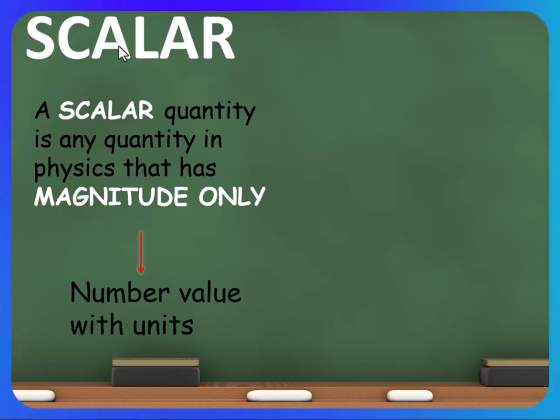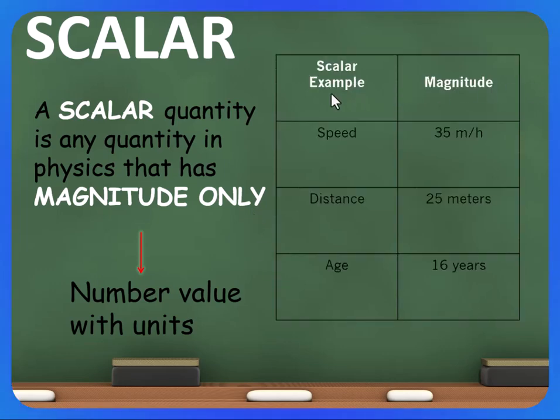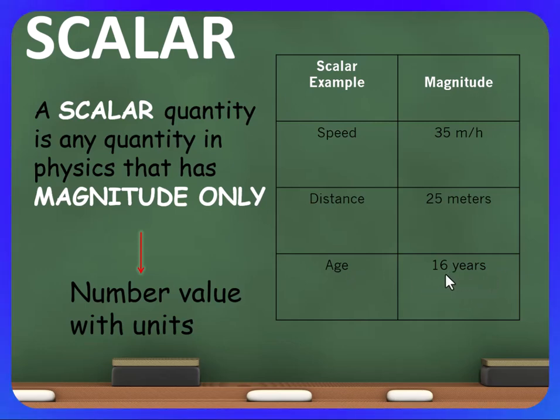Let's review some of the vocabulary. We'll start with scalar. A scalar is any quantity in physics that has magnitude only. Some examples of scalars are speed, distance, and age. The magnitude, for example 35 miles per hour, just shows the speed. It doesn't show direction. A distance of 25 meters shows length, but there's no direction. And age, 16 years, shows how many years. Okay, so it's a measurement.